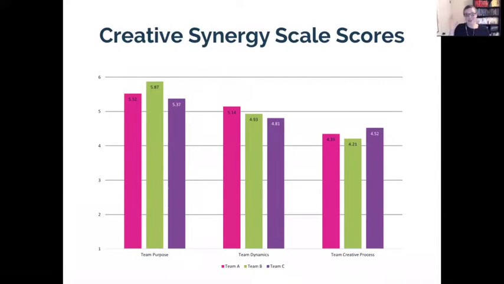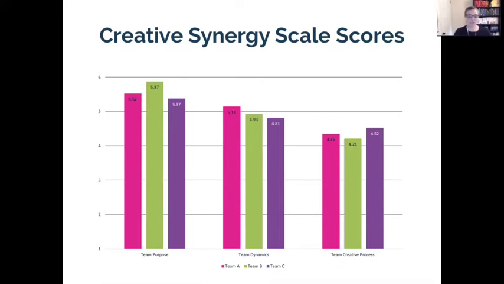Okay, so here's an example of what part of the results will look like when you get the Creative Synergy Scale scores. So these were the 3 teams that were in the study. And I'm just going to talk a little about a couple interesting things that came up. So the first is that you'll notice there's this trajectory that all 3 teams scored highest in team purpose, middle in team dynamics, and lowest in team creative process. And at first I was like, oh, that's got to be a coincidence. I don't know. But then I started thinking about it, and it actually kind of made sense. And since then, I've given this scale to many more teams, and this is a pretty common trajectory.